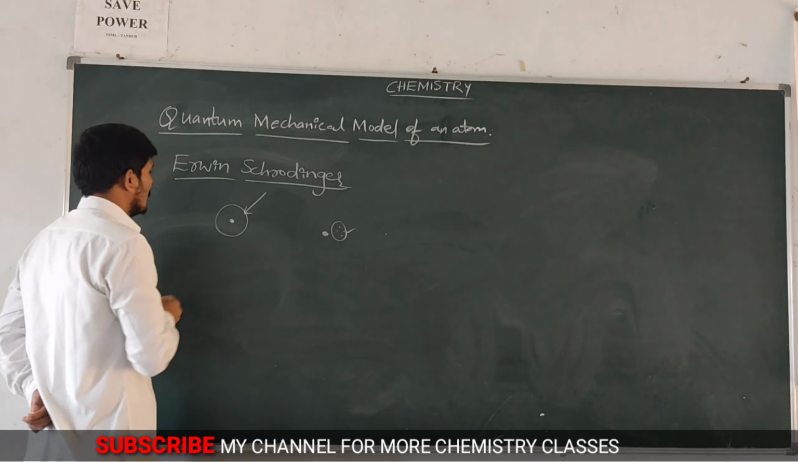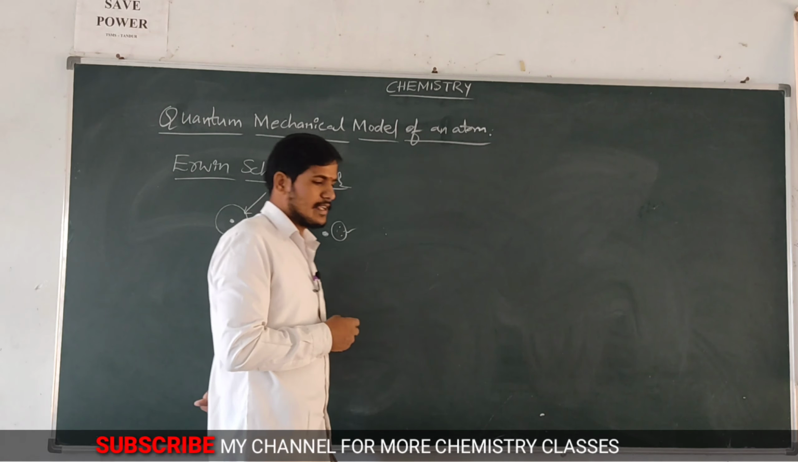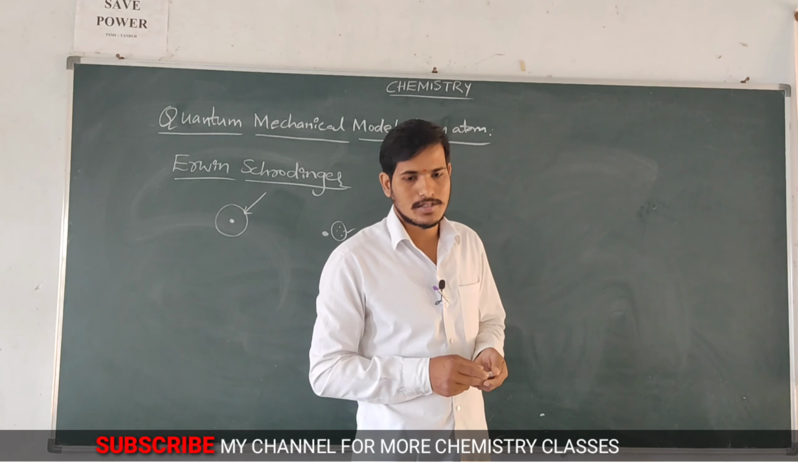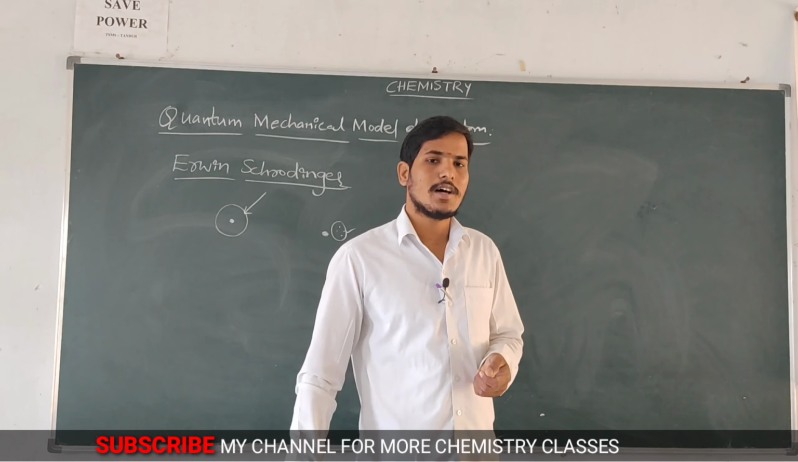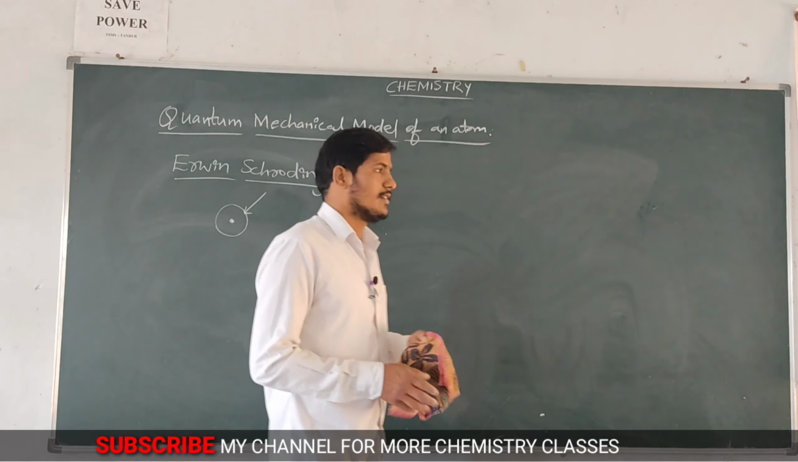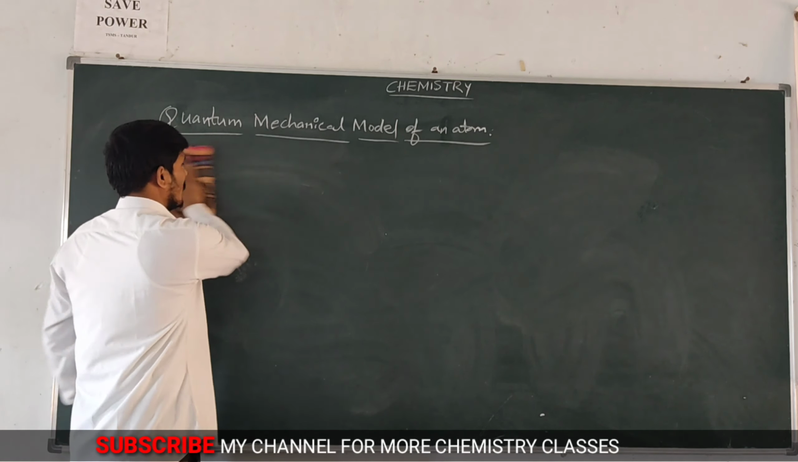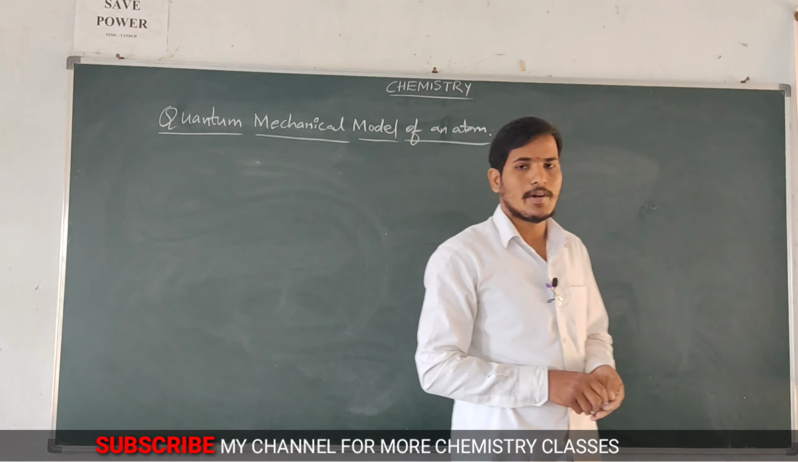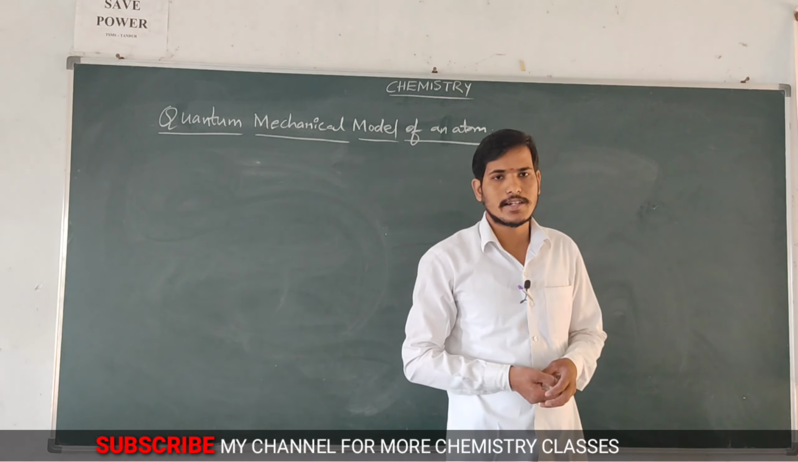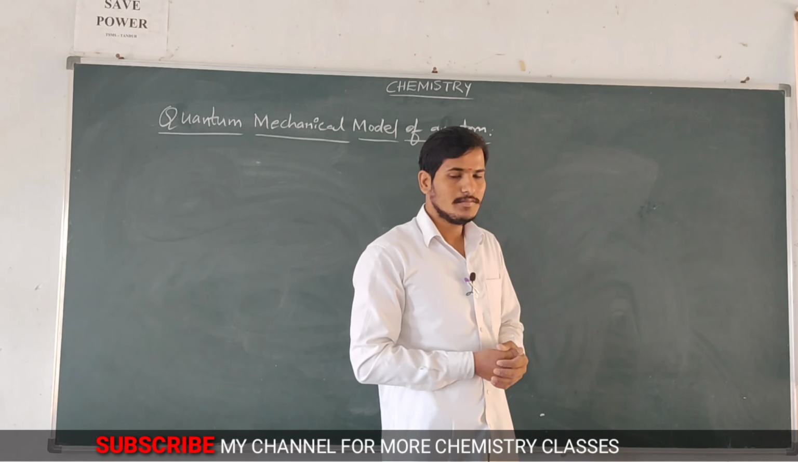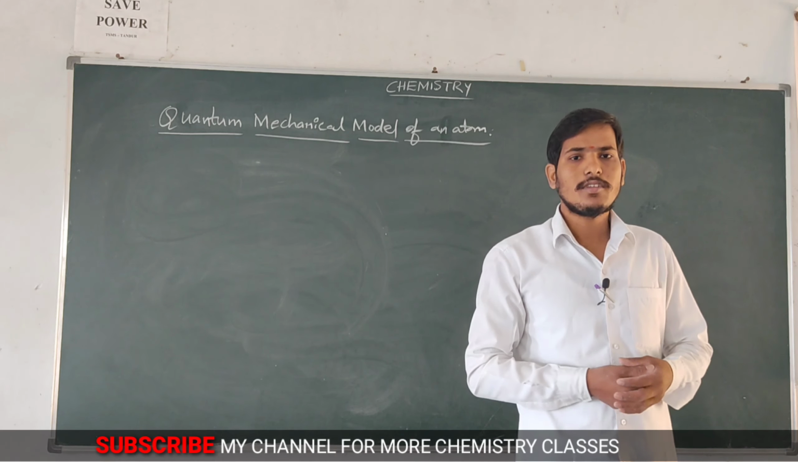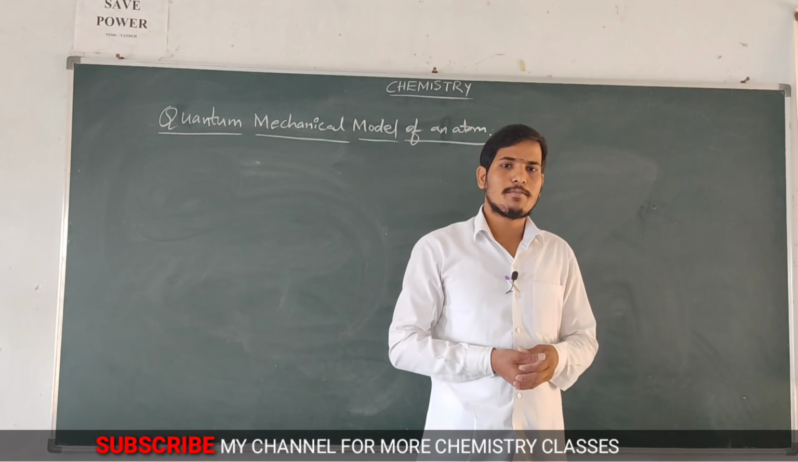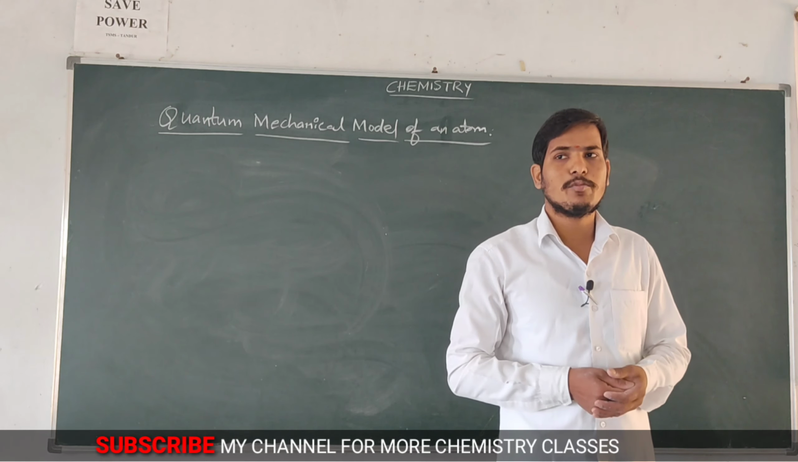Based on this Erwin Schrödinger concept, different quantum numbers were proposed. Among these, four quantum numbers are very important. Before that, the Heisenberg uncertainty principle is important here. The Heisenberg uncertainty principle states that it is impossible to determine the exact position and momentum of a moving particle.